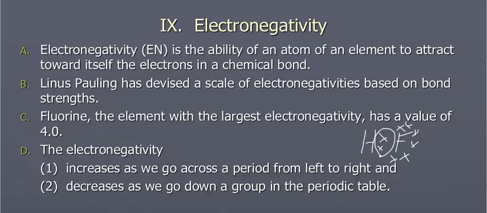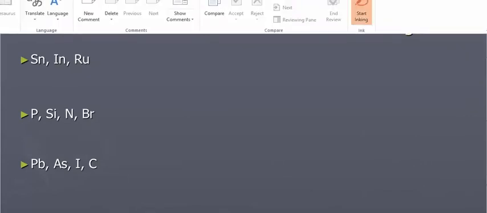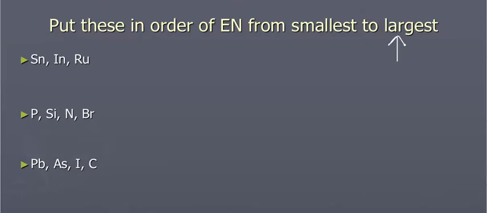The trend, electronegativity increases as we go from left to right and decreases as we go down a group. So let's look at some examples. Put these in order from smallest to largest. Now with electronegativity, the largest value is F. So I want to find the element that is closest to F that will have the largest value for electronegativity.